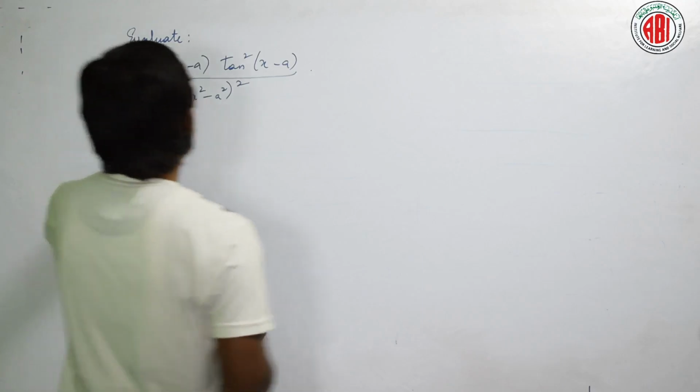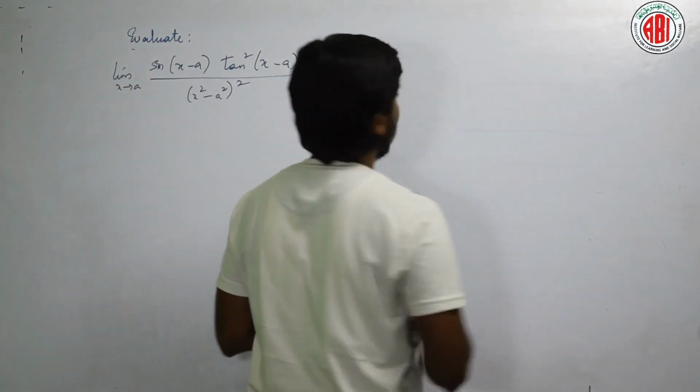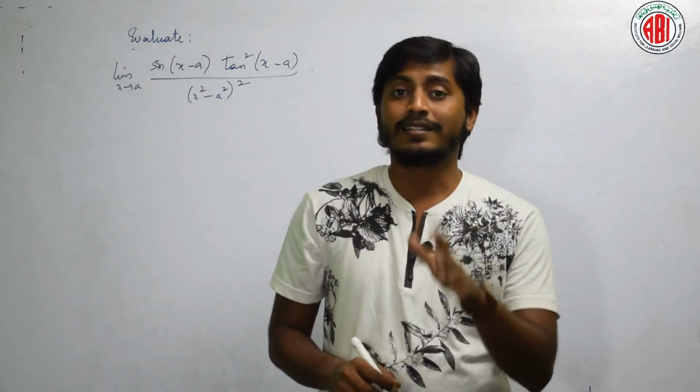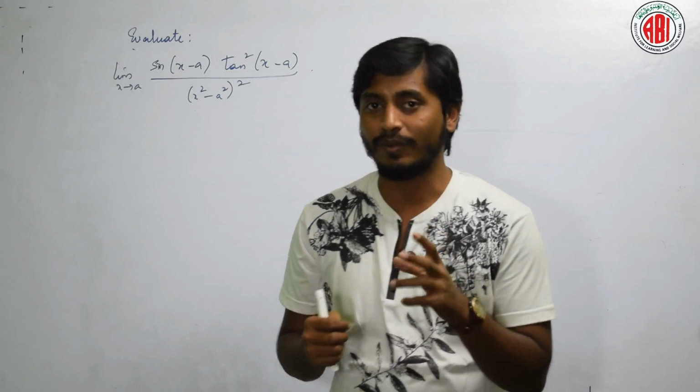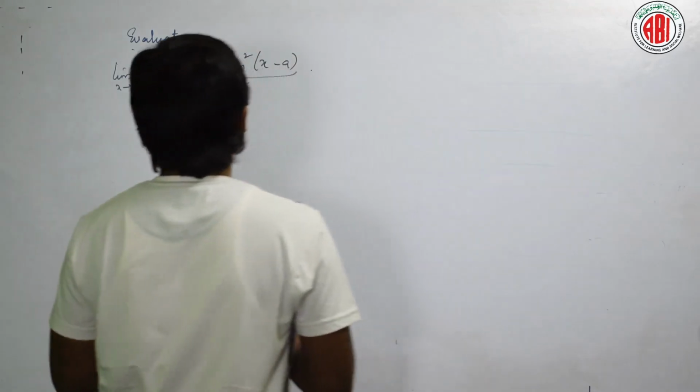The question given here is limit of sin of x minus a into tan square x minus a by x square minus a square whole square. Whenever we see sin and tan, what is the formula? Sin x by x and tan x by x is always 1 for limit x tends to 0, right.